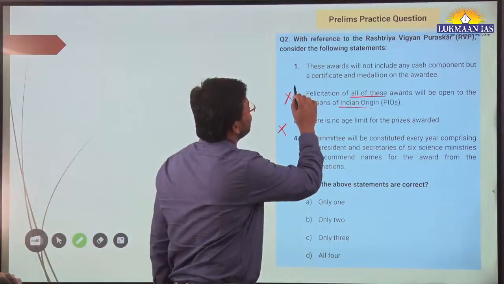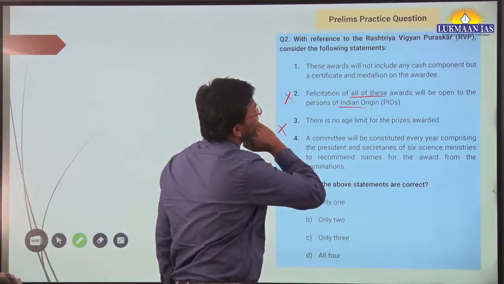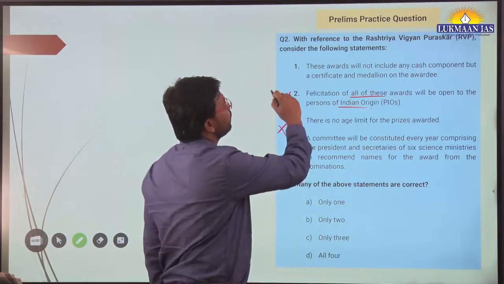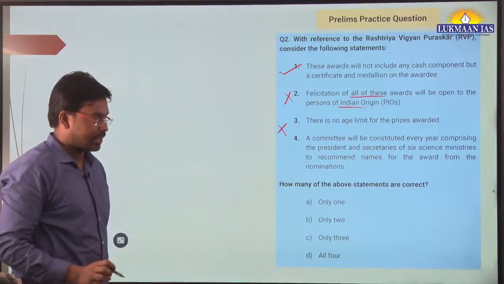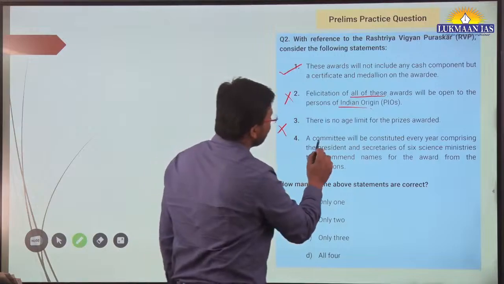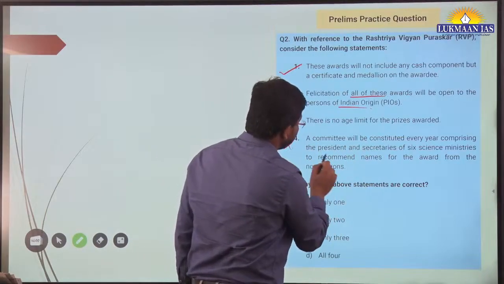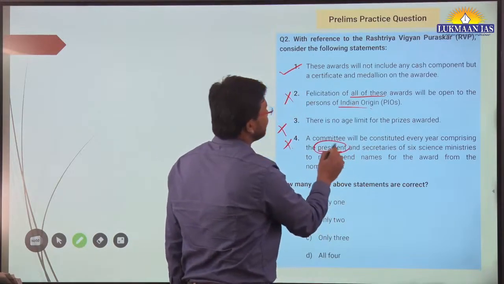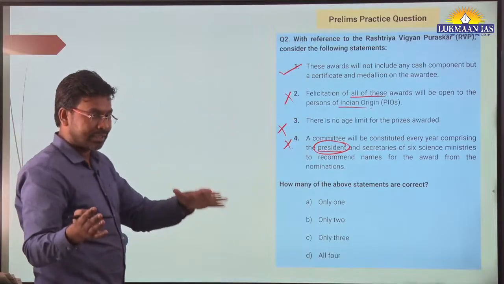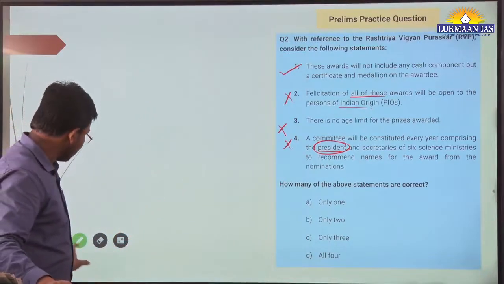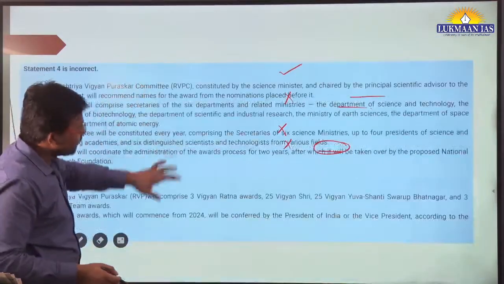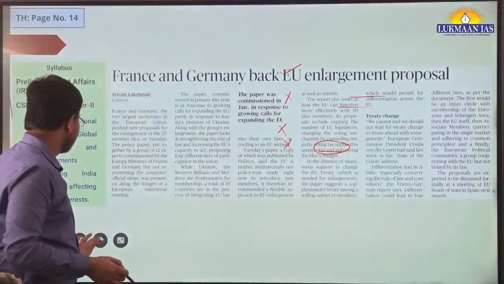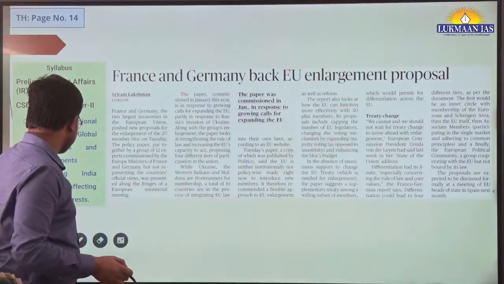In the article they have mentioned, these awards will not include any cash component but a certificate or medallion. This is related to the Rashtriya Vigyan Puraskar. And why is this one wrong? A committee will be constituted. The President of India or Vice President of India will give the award, but they are not going to decide. So there will be ministries also. We need to read this article once again, where the explanation is mentioned. Then the last topic is related to this one.